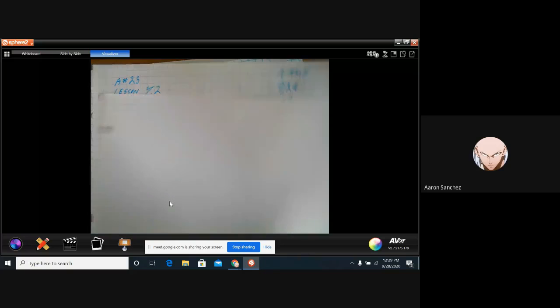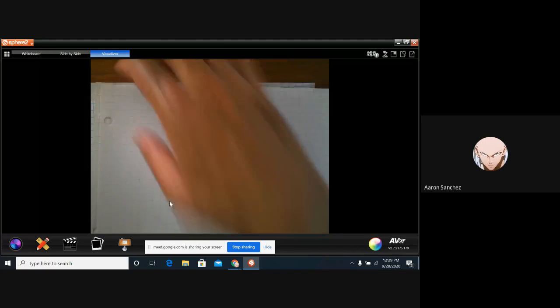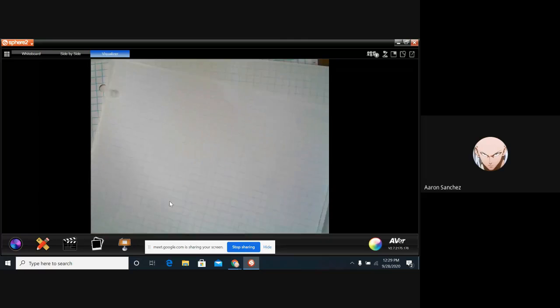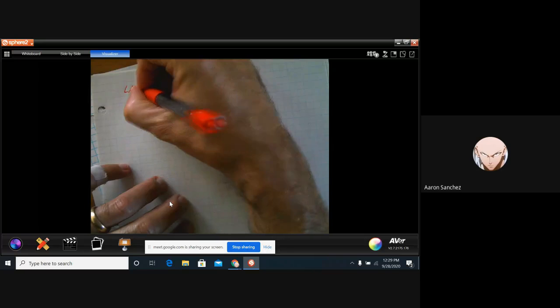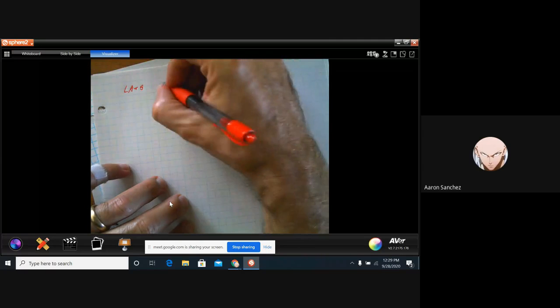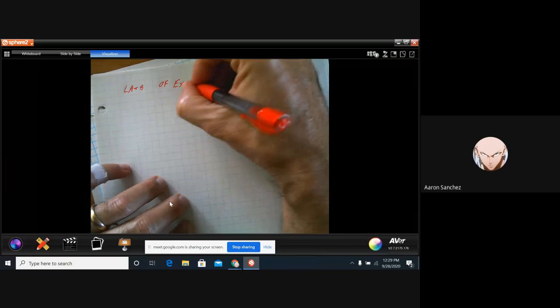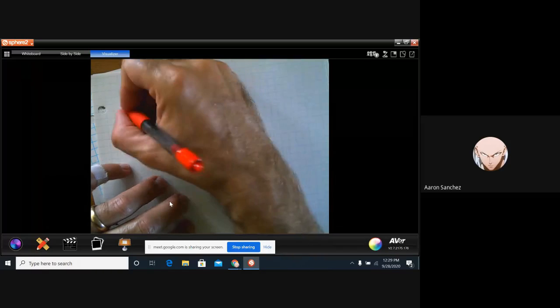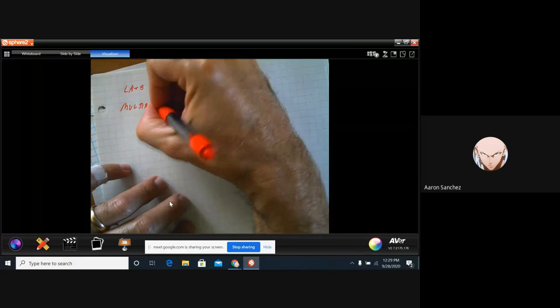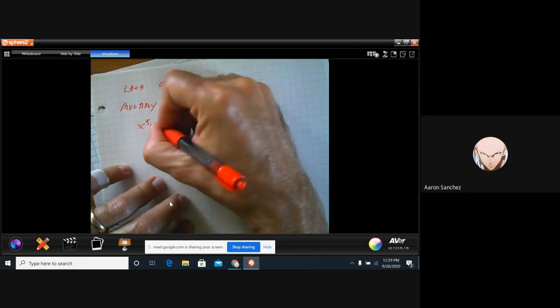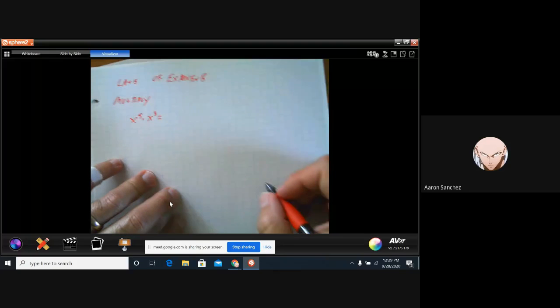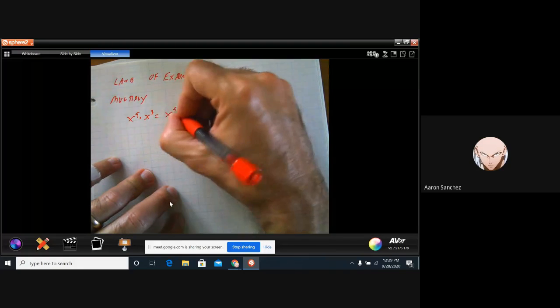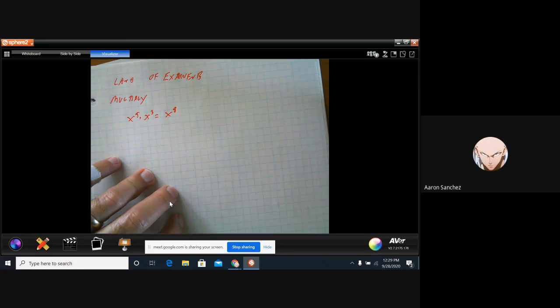Okay, here we go. These are the laws of exponents. So this is if the base is the same. Multiply. The base is the same. If I say x to the fifth times x to the third, do you know what that equals? x to the eighth. You add them. Okay? Any questions? I can explain why, but if you know that, I'm just going to move on.